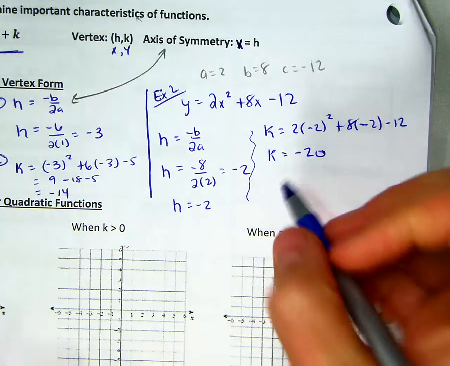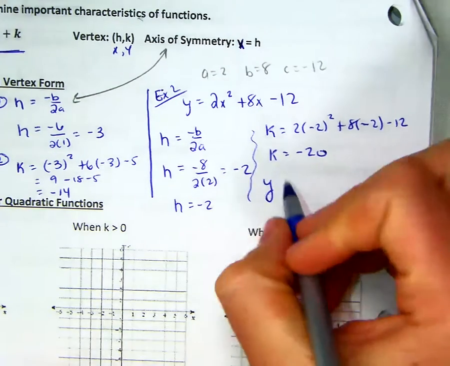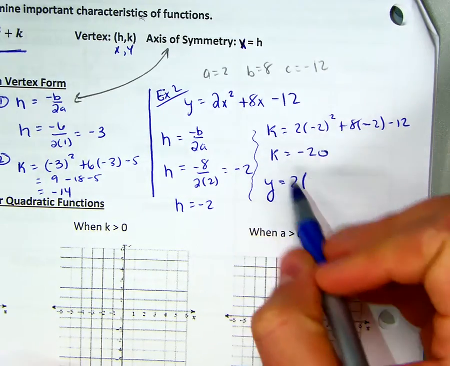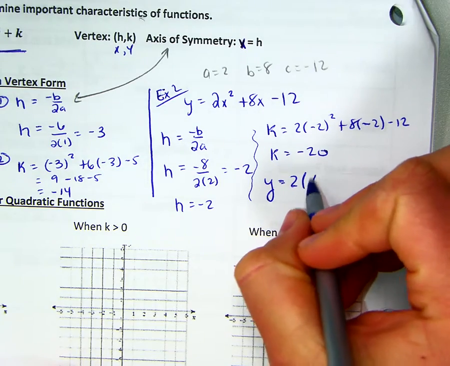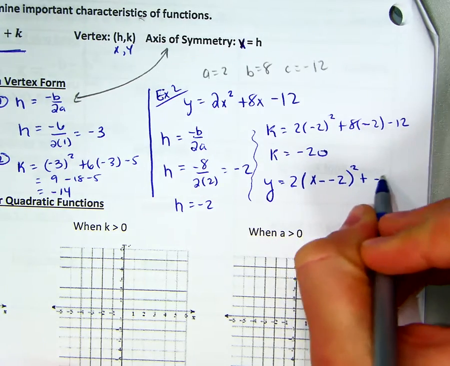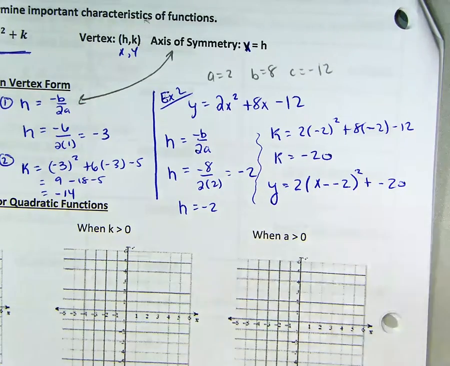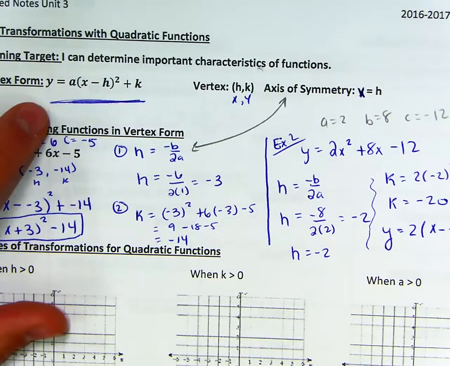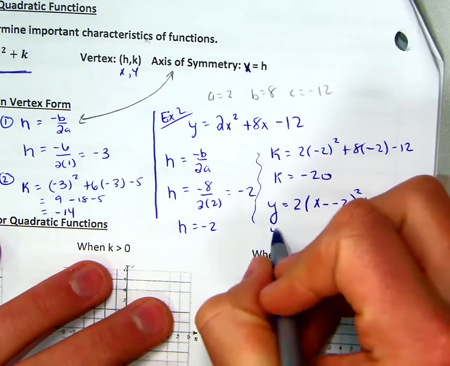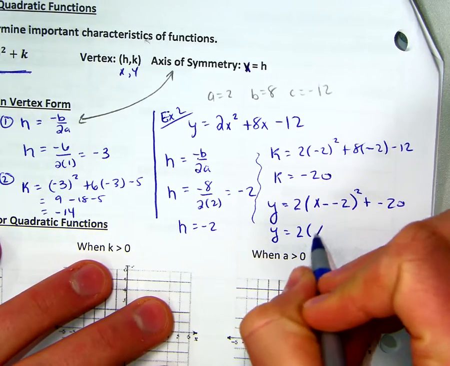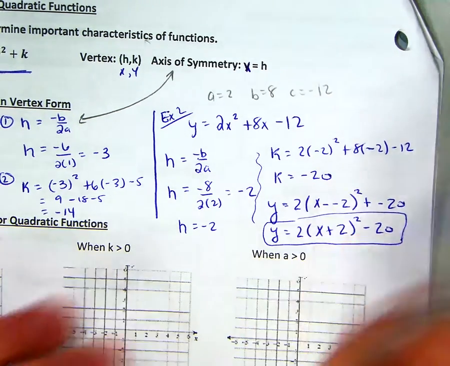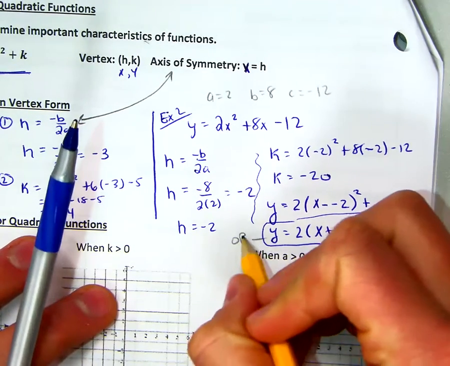So now let's just put it back into the form. So we have y equals 2 parentheses, the 2 is the a, so 2 parentheses, x minus -2 parentheses squared plus negative 20. Again, what are we making this look like? The vertex form. So we are literally just taking what we know and putting it into this form here. Do a little simplifying: y equals 2 parentheses x plus 2 squared minus 20. And since a is positive, it opens upward.